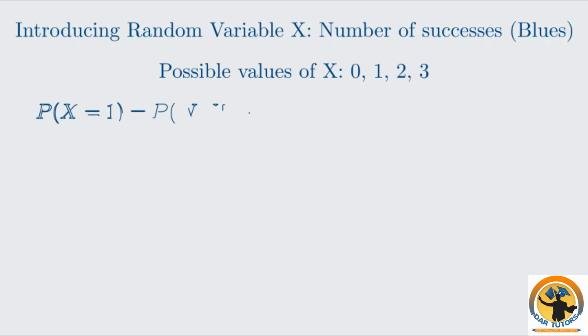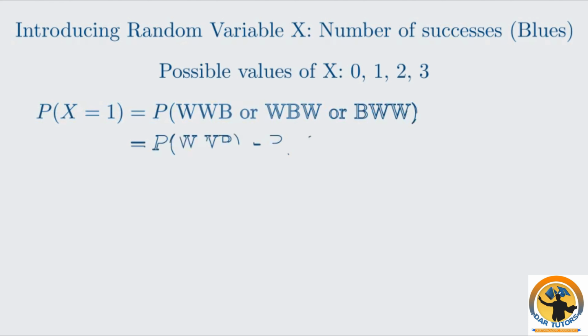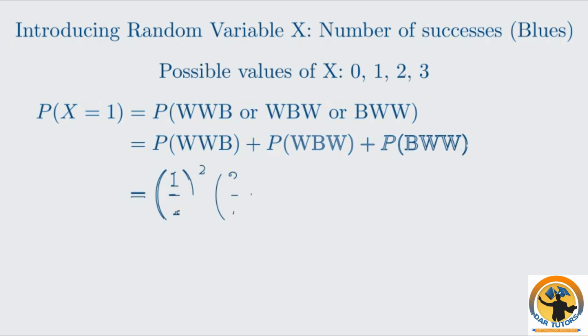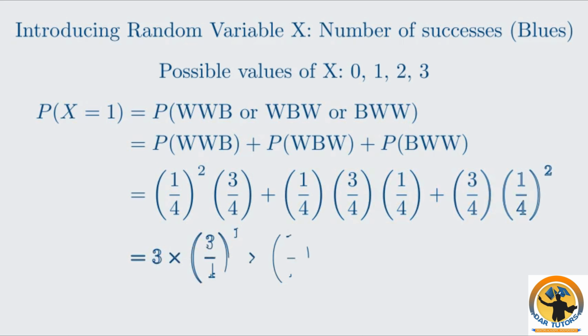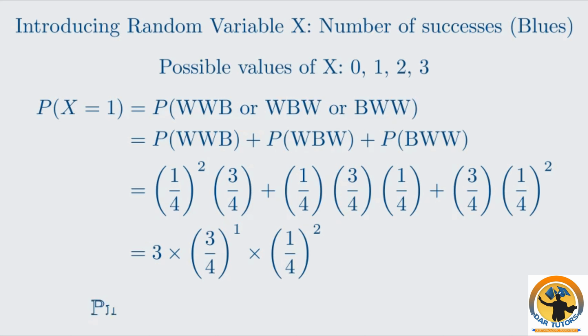Looking at our tree diagram, the outcomes with exactly one blue are white, white, blue; white, blue, white; and blue, white, white. We add their probabilities together. This simplifies to 3 times the probability of any one of them. Similarly, the probability of getting exactly 2 blues, P(X=2), is 3 times (3/4) squared times 1/4. What is this number 3 we've found? It's the number of different ways to arrange 2 blues and 1 white in 3 spins. It's a combination. This value 3 is a binomial coefficient, often written as 3 choose 2, or 3C2.